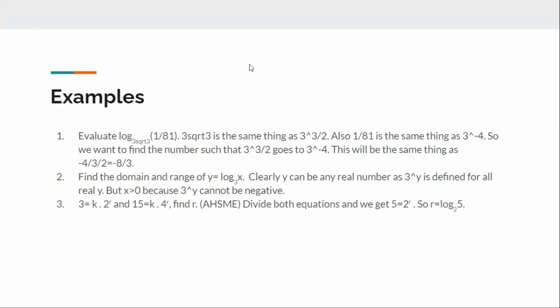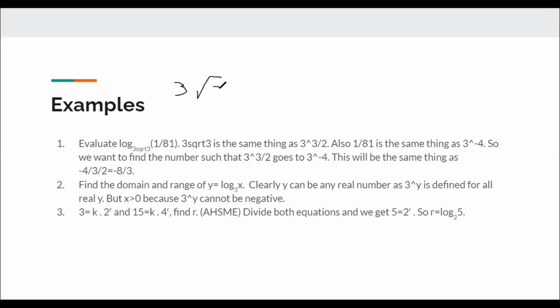Here are some examples using logs. It says evaluate log base 3 root 3 of 1 over 81. So you want to find out what 3 root 3 to the power what is 1 over 81. 3 root 3 is the same thing as 3 to the power 3 halves. You can figure that out pretty easily. And 1 over 81 is the same thing as 3 to the power negative 4. So you want to find out 3 to the power 3 halves, to the power what, is equal to 3 to the power negative 4.